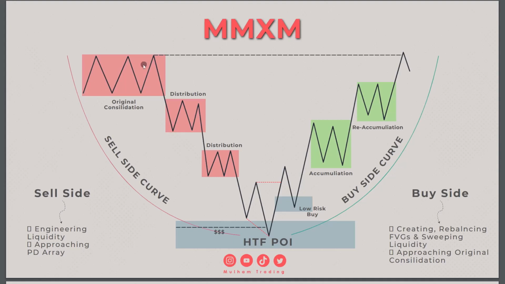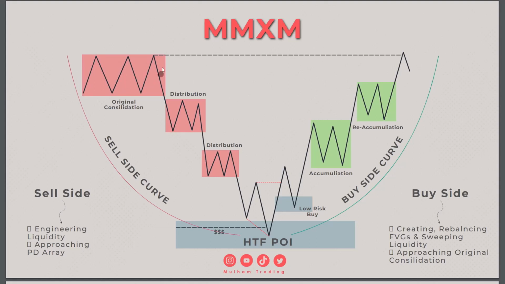One of those is the original consolidation. So simply, the first thing that we need to identify in a market makers model is the original consolidation. We want to see a range first to be established, to be used later as a liquidity. Now, we're going to be going into details on how to identify this, how to trade it. But before that, I want to give you an introduction of just how the market makers model looks like, okay?